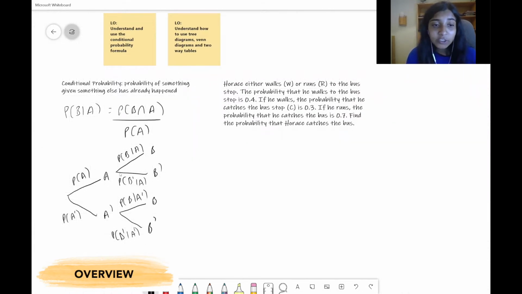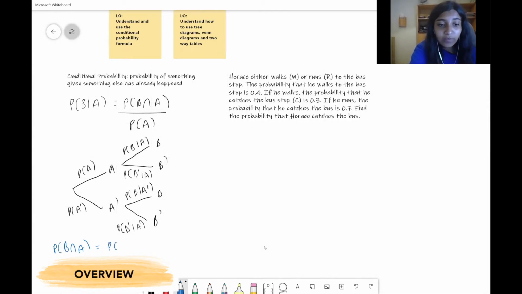You can think of this as well using a tree diagram. If you have a tree diagram with your first branches as A and not A, this branch would be the probability of A, and then if you have your second branch being B or not B, this branch over here is the probability of B given A. So if you were to work out the probability of B and A, that would just be the probability of A times the probability of B given A.